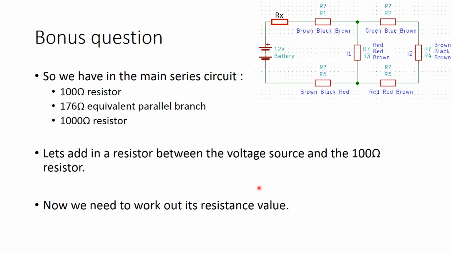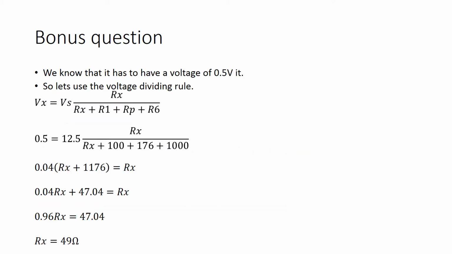And now we need to work out the resistance value. So how can we do that? So first of all, we know that it has to have voltage 0.5. So let's use the voltage dividing rule. So there's the voltage dividing rule formula, where Vx is the voltage we want of the resistor, Vs is our source, which is the 12.5, Rx is the resistance value, and that all divided by the total resistance of the circuit, Rx, R1, the resistance parallel, and R6.